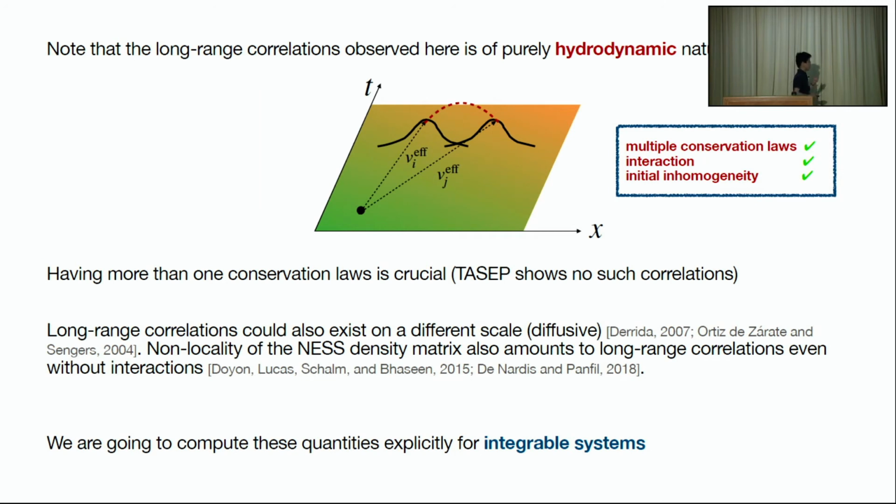And actually, there are two other conditions that should also be satisfied for this long-range correlation to happen. The first one is multiple conservation laws. It has to have at least more than one conservation law. The second one is the interaction, so it cannot be a free theory. And the third one is the inhomogeneity.